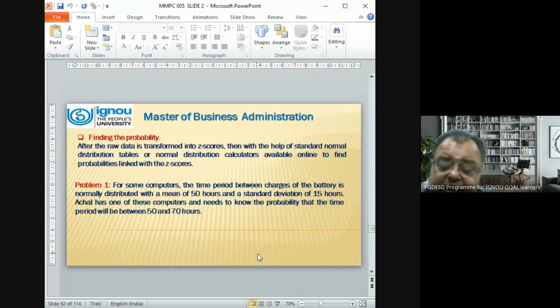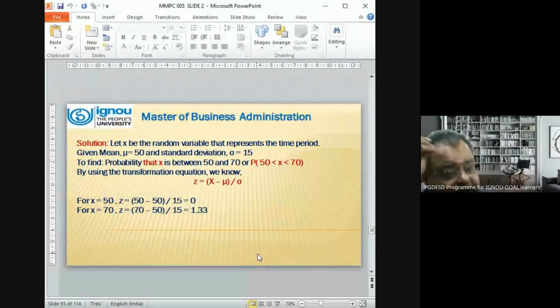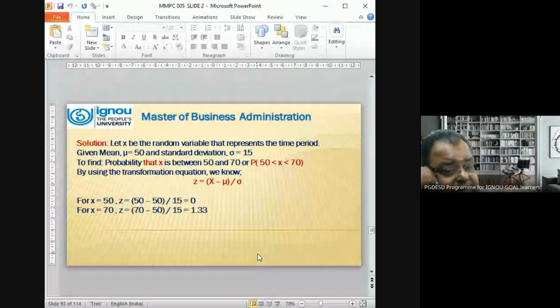First of all, from this data, we will find out z-score. Mu is 50, given in the problem. Sigma is 15, given in the problem. You have to find the probability that x lies between 50 and 70. So mathematically, it is written as probability 50 less than x less than 70. You have the formula for transformation equation z is equal to x minus mu upon sigma. For x is equal to 50, you get 0. For 70, you get 70 minus 50 upon 15, that is 1.33. Okay.